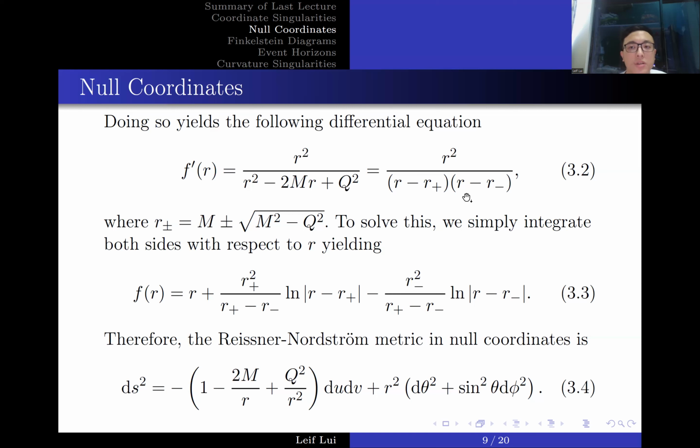Because doing integrals of r and 1 over r are quite easy if you separate them as addition. So what happens is, doing this integral, you find the following formula, which is quite ugly, and I don't expect you to remember it, but we can see that this is done by partial fractions, because we have a natural log of r minus r plus and a natural log of r minus r minus. To me, I think this is quite easy to remember, but to some it may not be. So therefore, the Reissner-Nordström metric in null coordinates can be written as follows. So we have this term here, and we have du dv plus r squared times the angular coordinates.